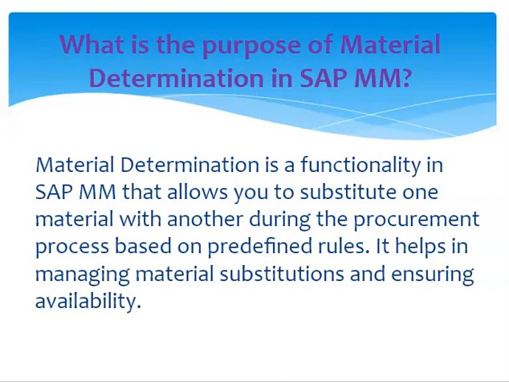What is the purpose of material determination in SAP MM? Answer: Material determination is a functionality in SAP MM that allows you to substitute one material with another during the procurement process based on predefined rules. It helps in managing material substitutions and ensuring availability.